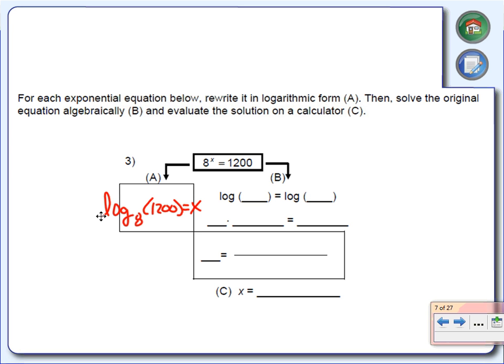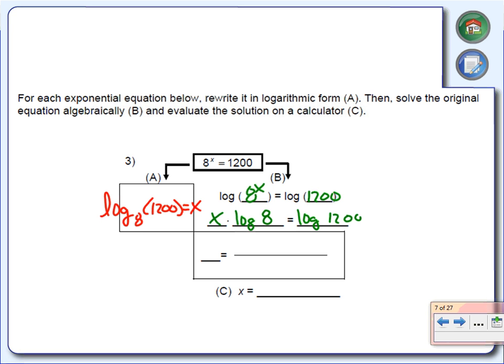So what I'm going to need to do is take the log of both sides. So I'm going to take the log of 8 to the x power, and it's going to equal the log of 1200. Now I'm going to use the property that says that the exponent is the same thing as multiplication, which means now I'm going to write it as x times the log of 8, and that's going to equal the log of 1200.